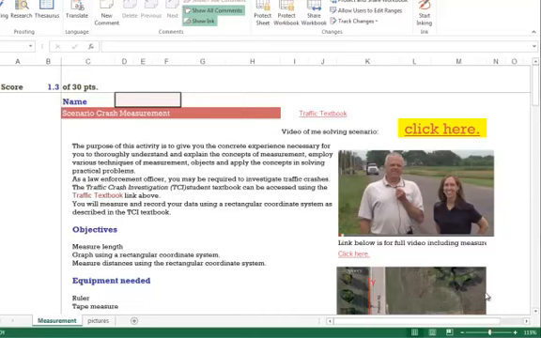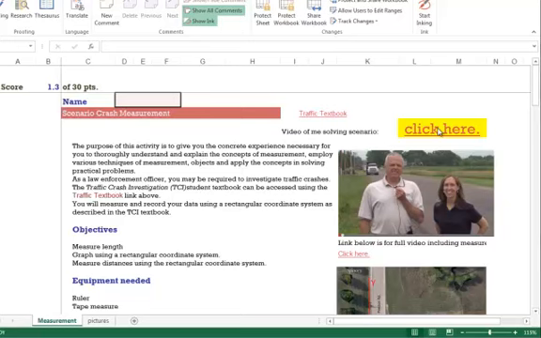This is the scenario crash measurement. You can watch this video by clicking here. The purpose of this activity is to give you concrete experience necessary for you to thoroughly understand and explain the concepts of measurement, employ various techniques of measurement, and apply the concepts in solving practical problems.